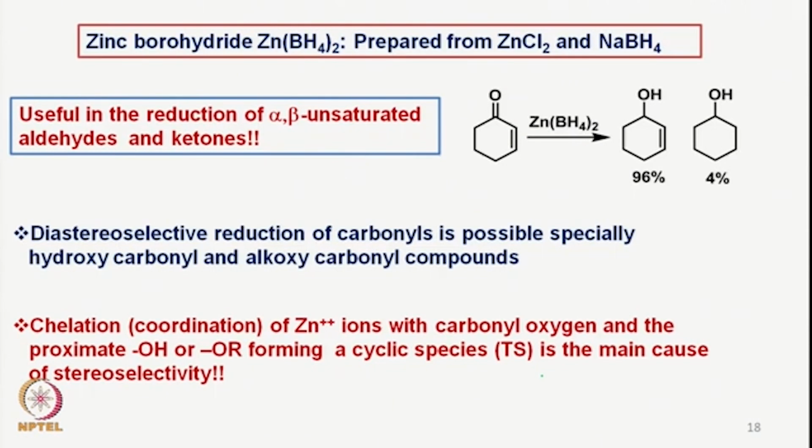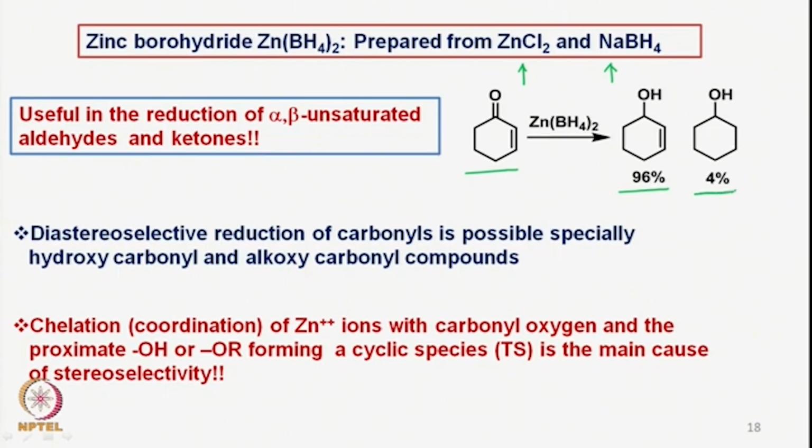Now we look at another reducing agent, which is zinc borohydride, and it is readily prepared from zinc chloride and sodium borohydride. As you can see, the sodium chloride would be off from the mixture as a byproduct, and we get the corresponding zinc borohydride. It is specifically useful in the reduction of alpha beta unsaturated aldehydes and ketones, for example this, to the corresponding allylic alcohol, and there is very little reduction which leads to the corresponding saturated alcohol.